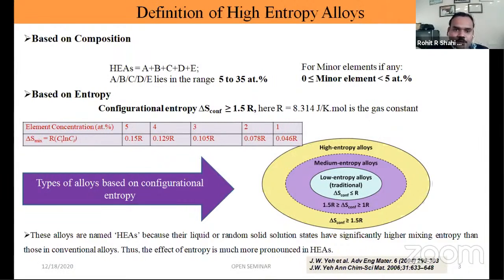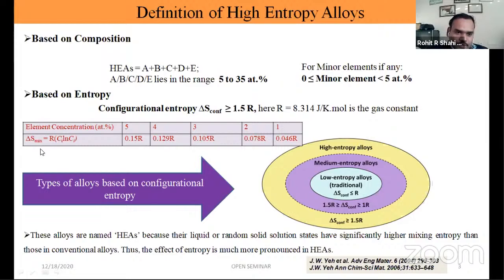And they found that with the combination of these 5 elements, there is a possibility of formation of a simple solid solution. Even though there is a large number of elements, there is a possibility of a solid solution phase if these elements satisfy certain criteria. These alloys can be named high entropy alloys because the configurational entropy of the system is high. We can define these alloys if the composition of each element lies between 5 to 35 atomic percent. I have given the data in this table.